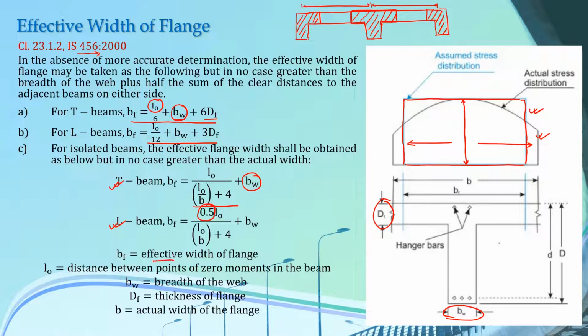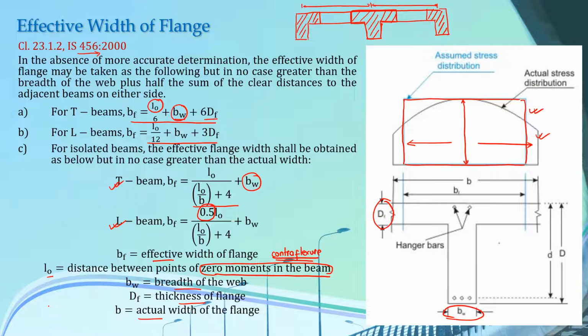So BF is the effective width, L0 is the distance between points of zero moments in the beam. That means this is the distance between the points of zero moments. Points of zero moments, you also can call this points of contraflexure. And this distance between the points of contraflexure is also the effective span of your beam. BW is the breadth of the web, DF is the thickness of flange, and B is the actual width of the flange. So these are the formulas that help you to determine the effective width of flange.